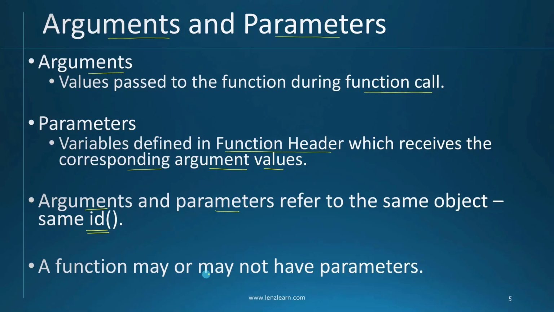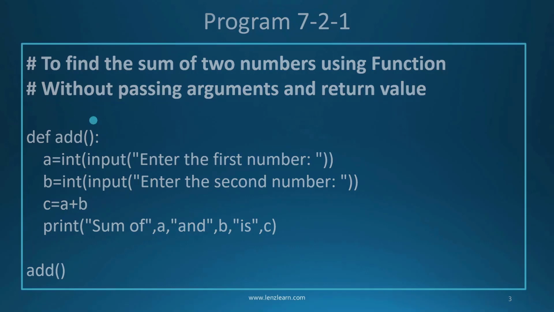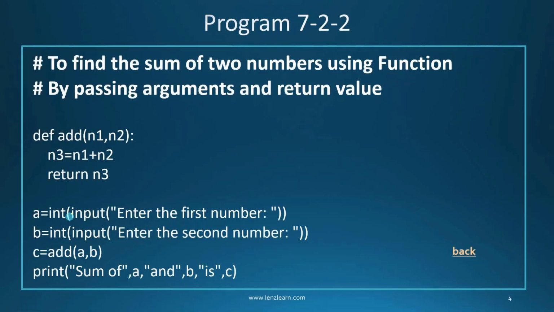Now a function may or may not have parameters. We have already seen all of this in the previous examples. Let us just go to the previous programs to make things clear. So this function add is an example which doesn't have any parameters inside it, right? And if you come to the next program, which we have already executed, here you can understand the concept of arguments and parameters. You see, this statement is the function call. This statement is your function definition. Okay, so please understand that very clearly.